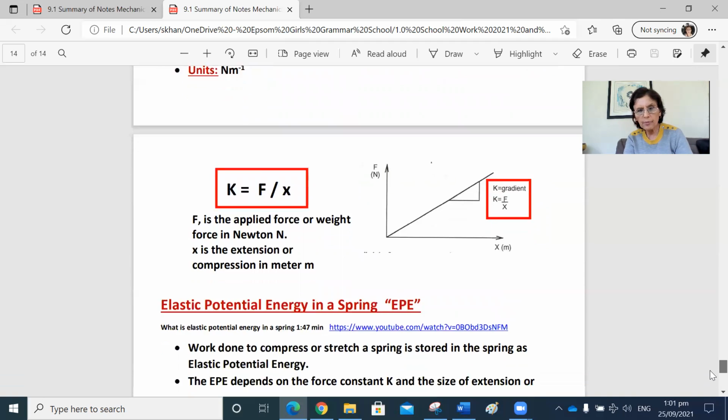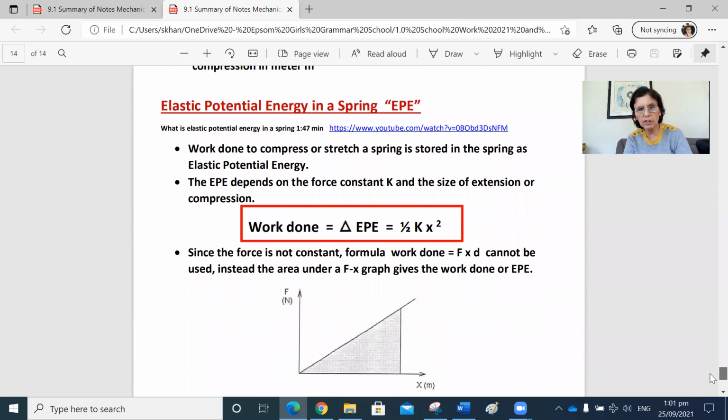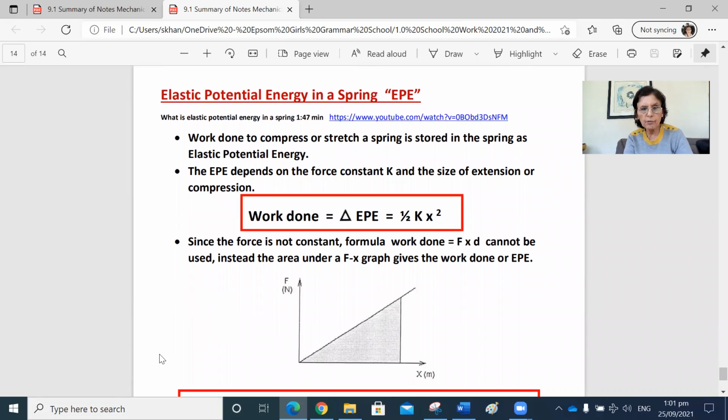So whenever a spring is compressed or stretched, there is elastic potential energy stored in the spring. And how do we find that elastic potential energy? Again, if a force and extension graph is drawn, that is the area under the graph. So if we are given the information in graphical format, then you find the area under the graph to find out the elastic potential energy. If information is given in data form, then you will use that elastic potential energy is equal to half kx squared. x is the extension or compression, k is the spring constant. So use that formula.